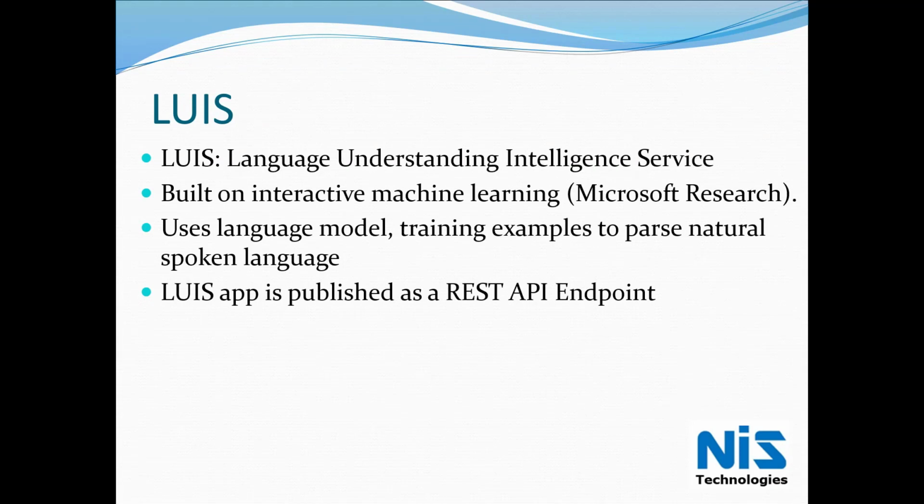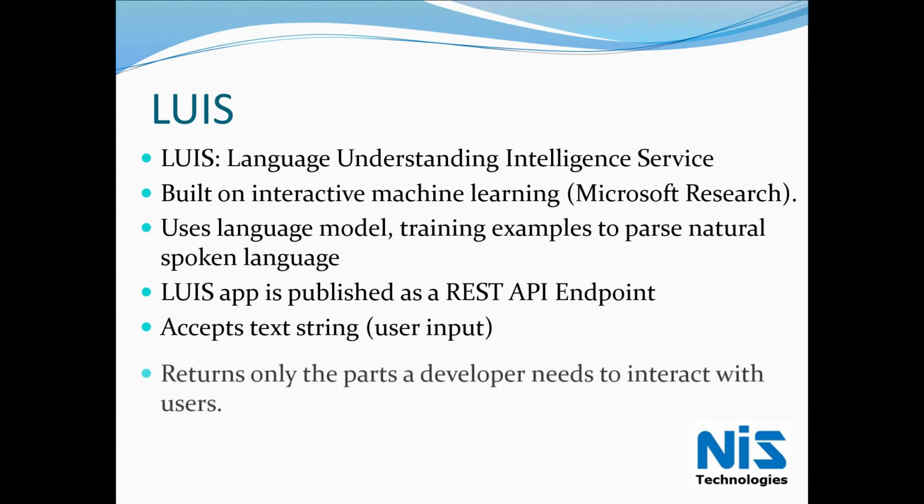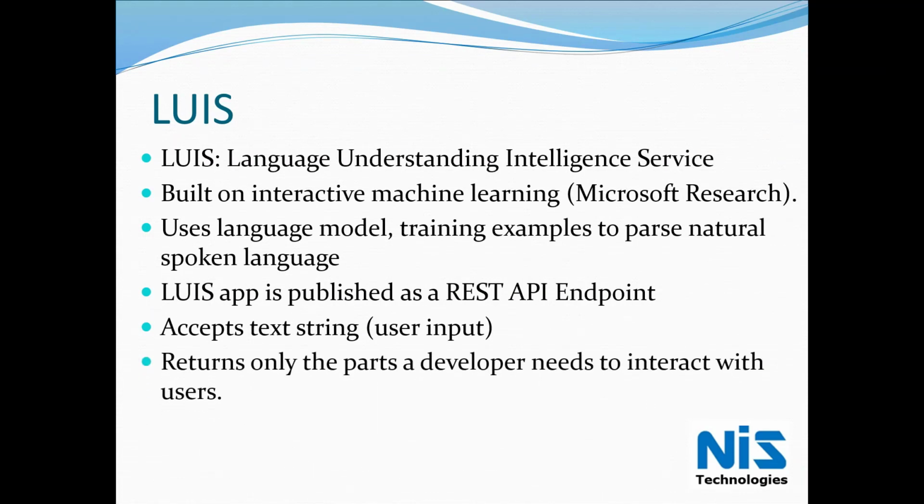And we do that simply by publishing to a REST API endpoint. So once we get everything set up, we'll have an API endpoint. We call that, submit our text that we want to have LUIS dissect, and then it will get a response back to us. So it accepts a text string as user input, and then it returns only parts that the developer interacts with, being a JSON format data set.